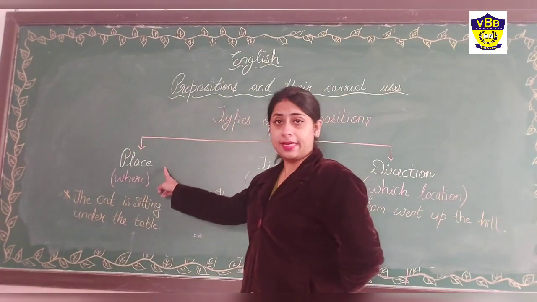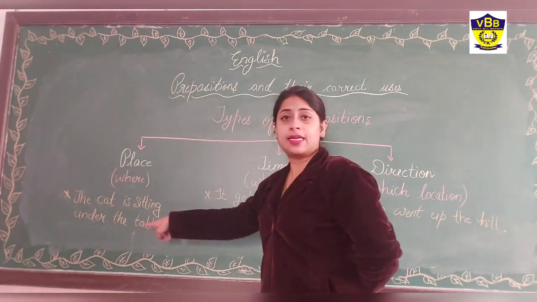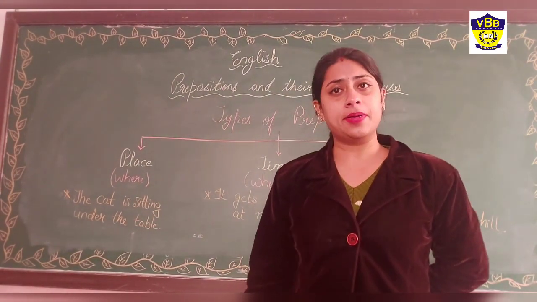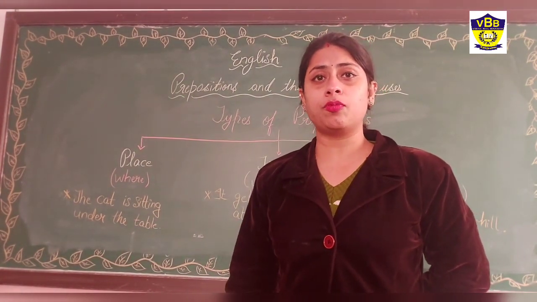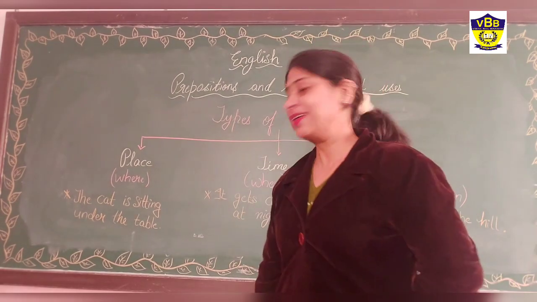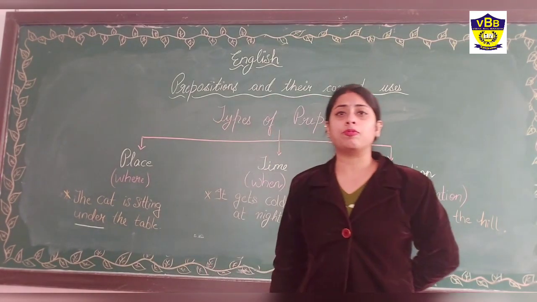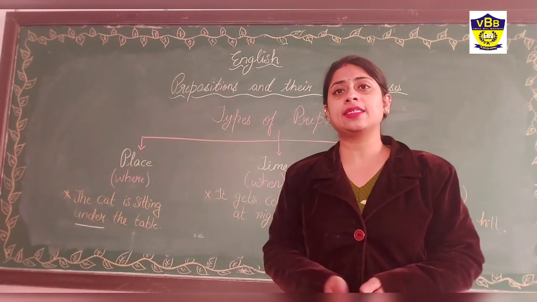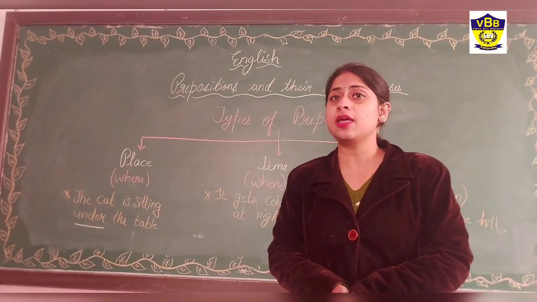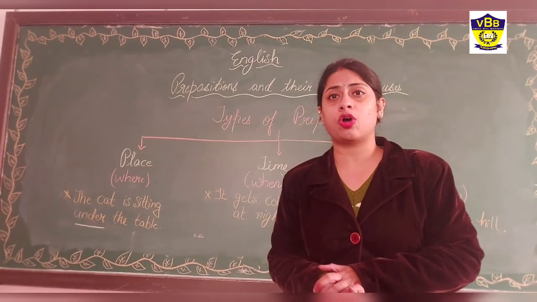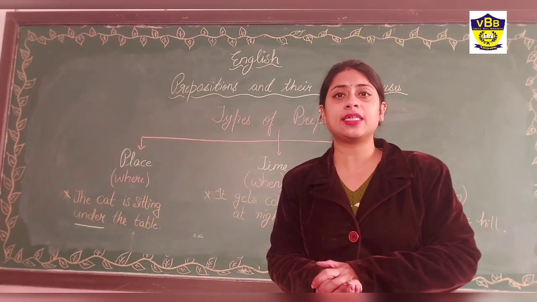Now let's take one example. Place. The cat is sitting under the table. So what will be the preposition here? What do you think? Yes, the preposition is under. Under will be the preposition here because it is telling us about the cat. Where is she sitting? Under the table. So it is telling us about the place of the cat.